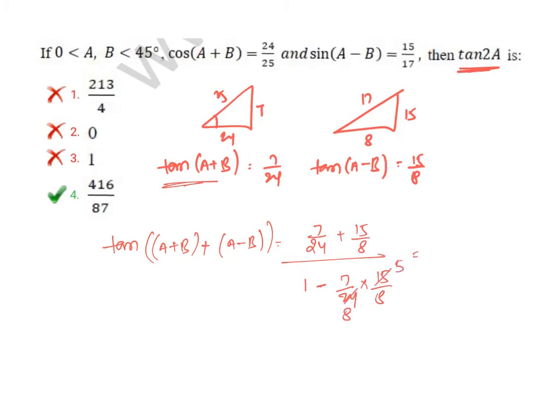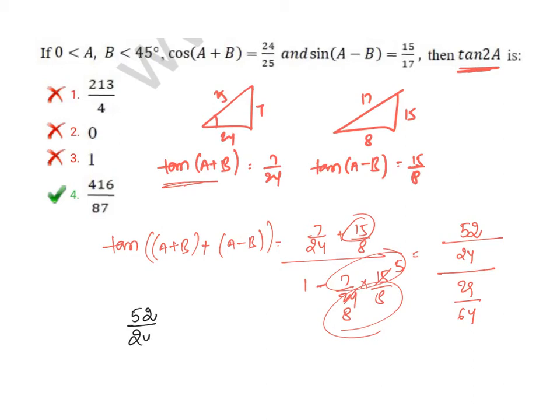Then take the LCM, 24. So it is 7 plus 15 into 3, 45. So it's going to become 52 by 8 into 8, 64. 64 minus 35, 29. So 29 by 64. Now simplify it. I can write it as 52 by 24 into 64, 29.